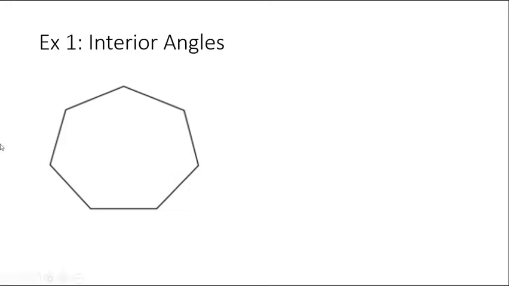So what we're looking at here is this polygon, and we have to first figure out how many sides it has. So if you just count the sides, it has 1, 2, and it has 3, 4, 5, 6, and then 7. So that's 7 sides.